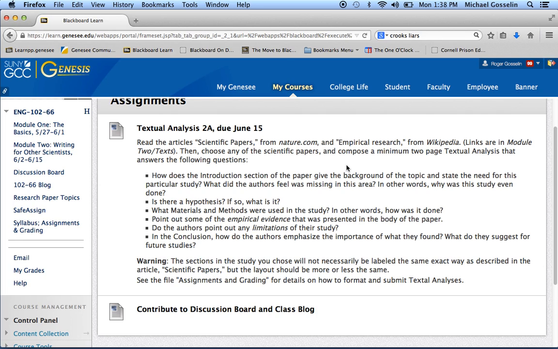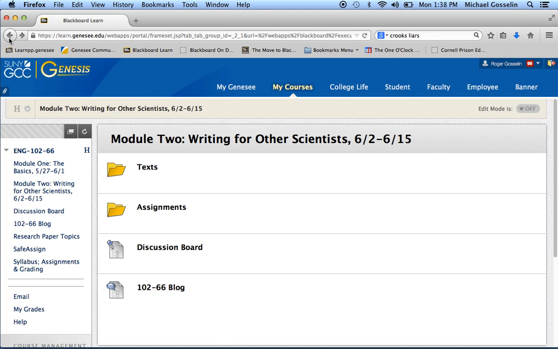And then to figure out how to format this and turn it in, go back to the assignments and grading file, which is over here alongside the syllabus. Basically, just save it as a Word file or a rich text format and attach it to an email. Please don't paste the body of this paper into an email. I have to be able to comment on it and send it back. Okay. Go back to the texts.